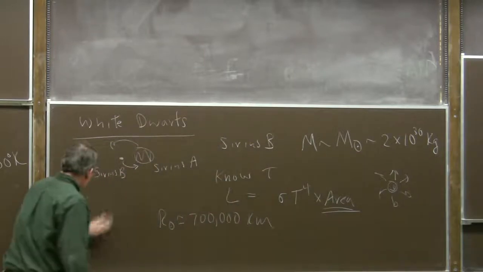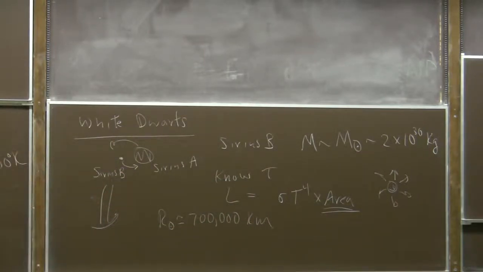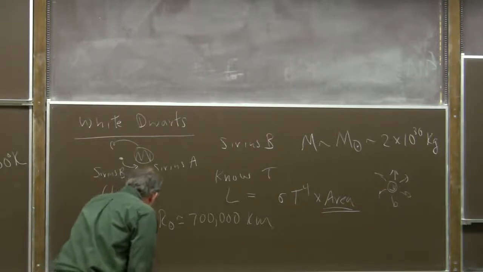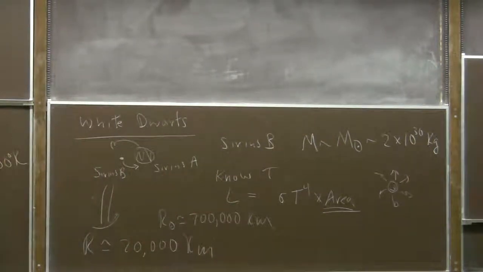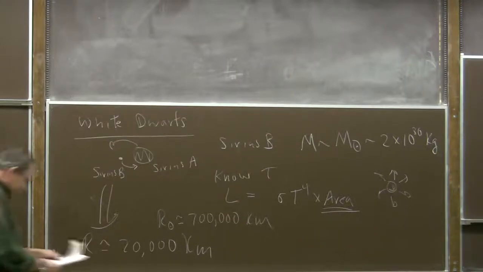And this guy, Sirius B, we can infer from the temperature and the luminosity, has a radius which is about 20,000 kilometers. Yet it's about the mass of the sun. Okay? So it's not much bigger than the Earth. It weighs as much as the sun, which is about 1 million times the mass of the Earth. So it's very dense.